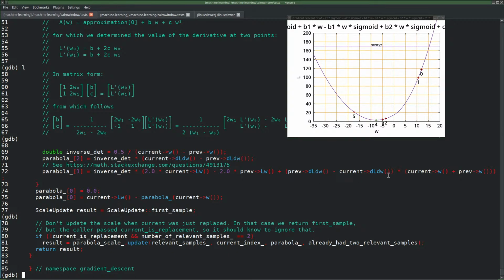That also has to do with the fact that we are moving away from the vertex. So I'm kind of surprised that it is updating the parabola at all in that case.